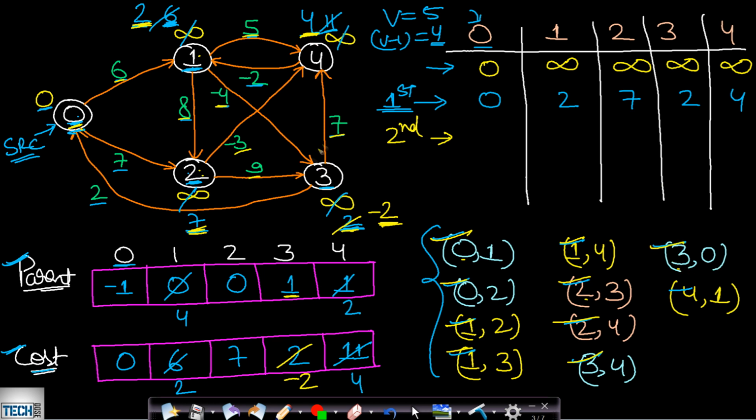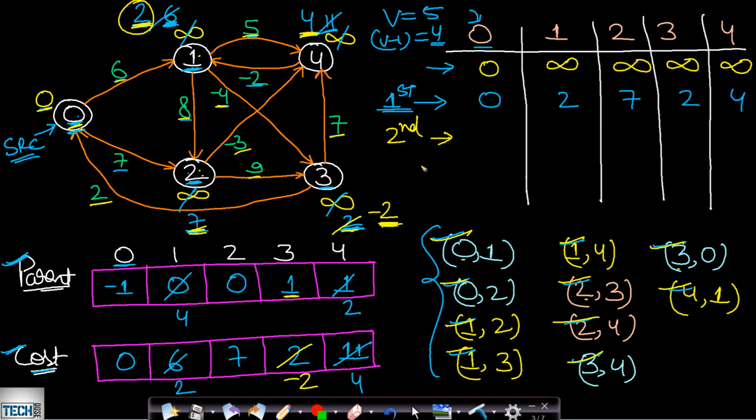For this 3 to 0, the cost will be minus 2 plus 2, which will be 0. Already present cost is 0, we won't do anything. For this 4 to 1, the cost will be 4 plus minus 2, which will be 2. So this is already present, we won't do anything.